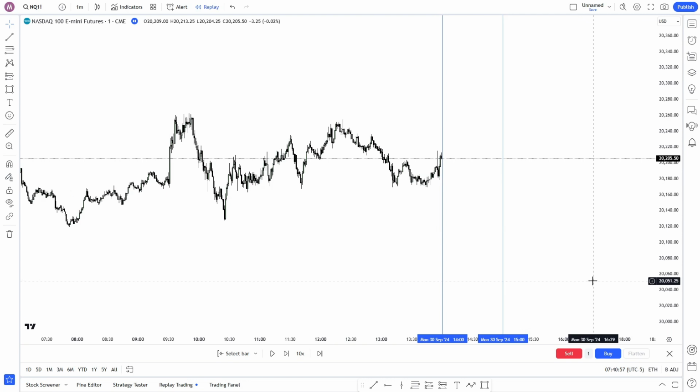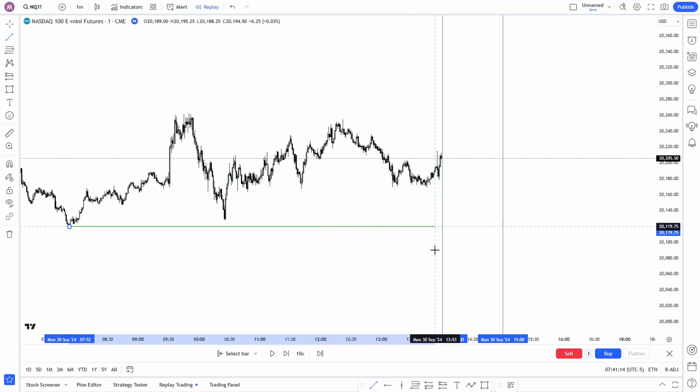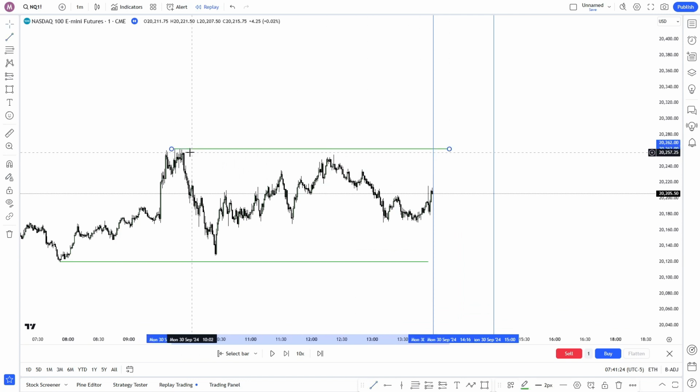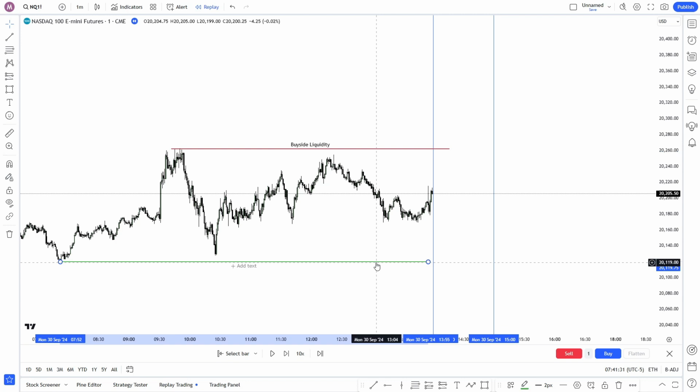Alright guys, now we'll be going over our final example, and this time it will be the PM session silver bullet from 2 p.m. Eastern Standard Time to 3 p.m. Eastern Standard Time. I'm now on the chart of NASDAQ on the 1 minute, and let's go through it. So these two are relatively equal lows. We'll look for that to get targeted first and hit before we then look to see a reversal to attack these relatively equal highs here. These are relatively equal highs in the form of buy side liquidity. We'll look for that to get targeted. And this is sell side liquidity.